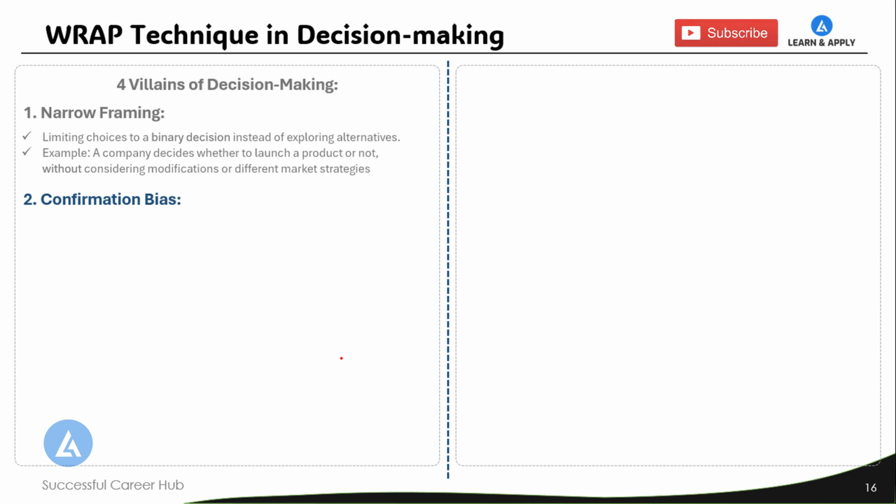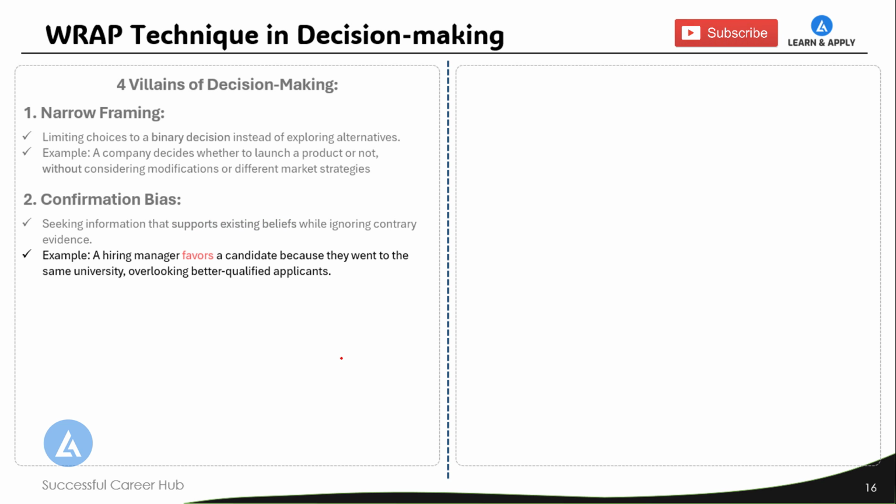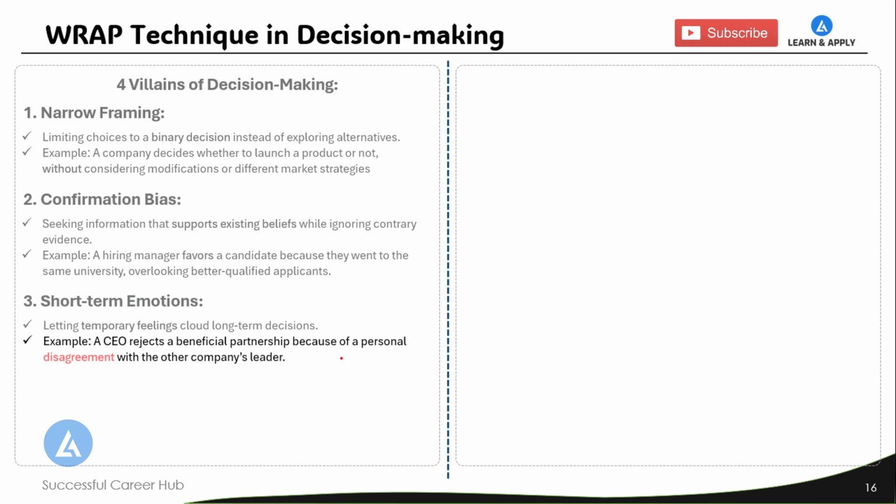The second villain in decision making is confirmation bias. This is related to seeking information that supports existing belief while ignoring contrary evidence. For example, a hiring manager favors a candidate because they went to the same university, overlooking better qualified applicants. The third villain is short-term emotions. This talks about letting temporary feelings cloud long-term decisions. For example, a CEO rejects a beneficial partnership because of a personal disagreement with the other company's leader.